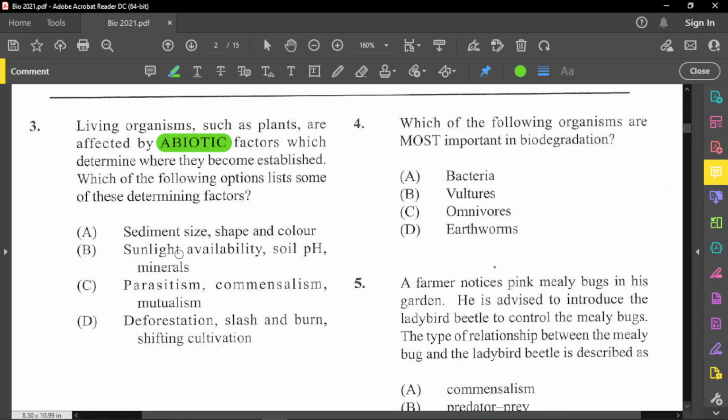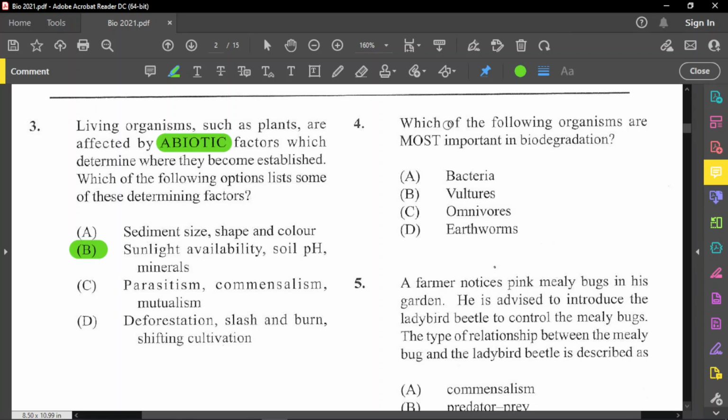Then B is saying sunlight availability, which is a non-living thing of the environment, which is a good one. Soil pH is also good, and minerals is also good. So B seems good so far. Let's look at C. C is saying parasitism, commensalism, and mutualism. These are biotic factors, and matter of fact, these are feeding relationships within the environment itself. So this could not be an answer. D is saying deforestation, slash and burn, shifting cultivation, and those things are activities by man. And so definitely B will be your answer for question number 3.